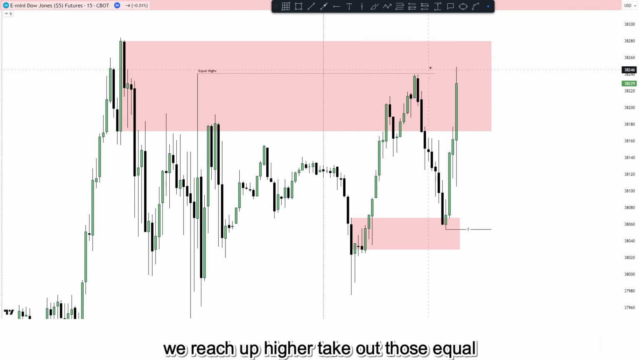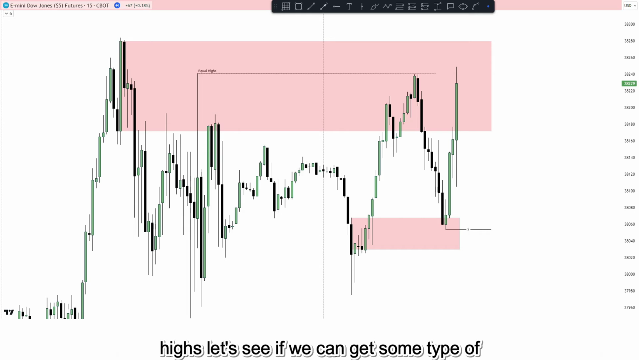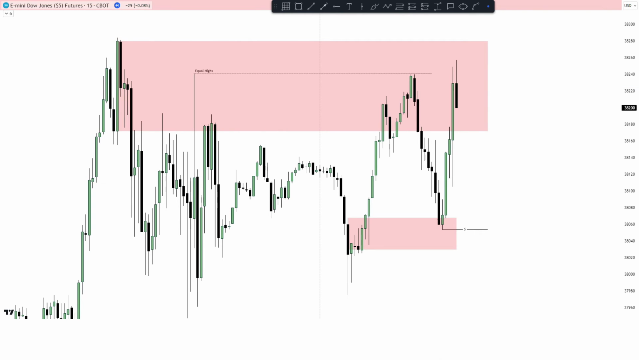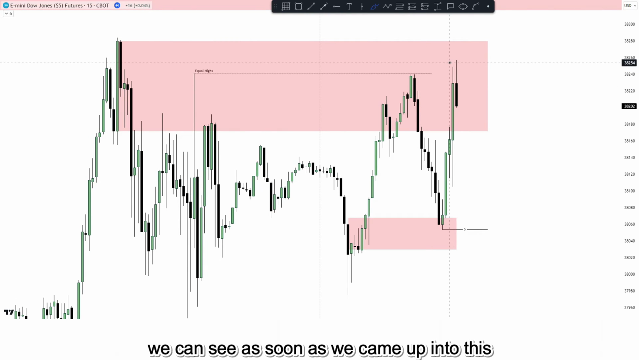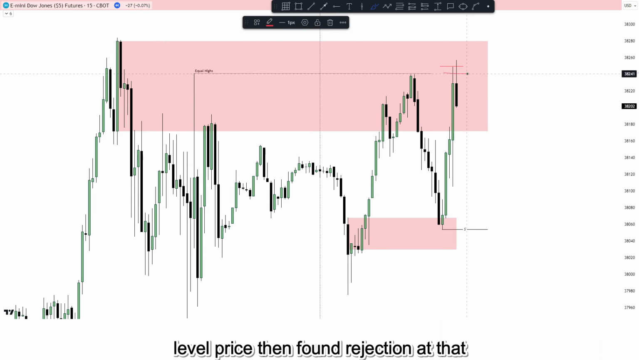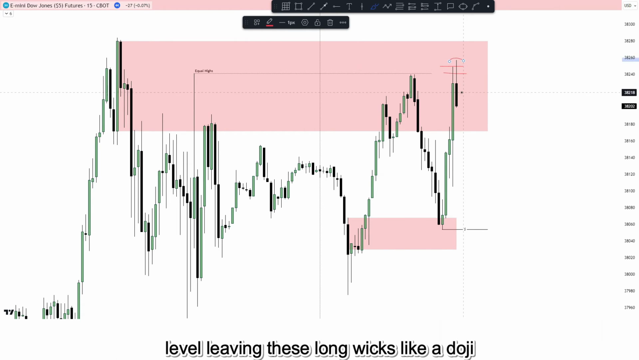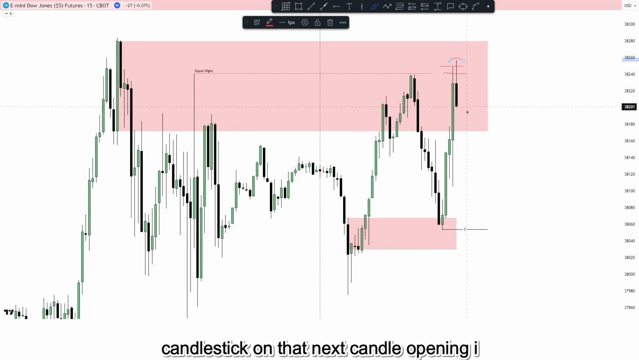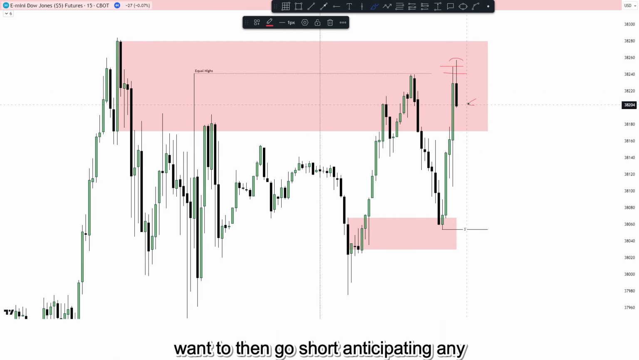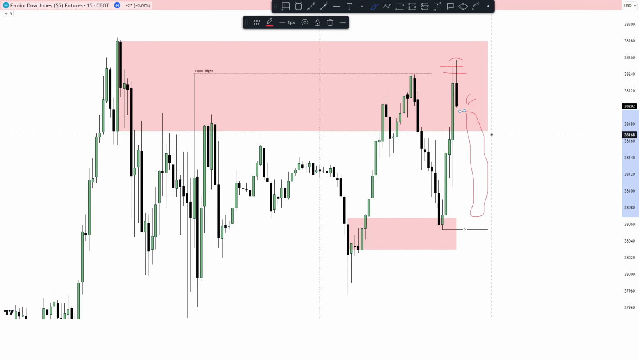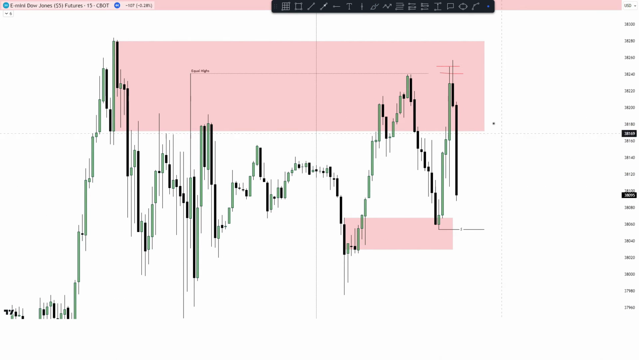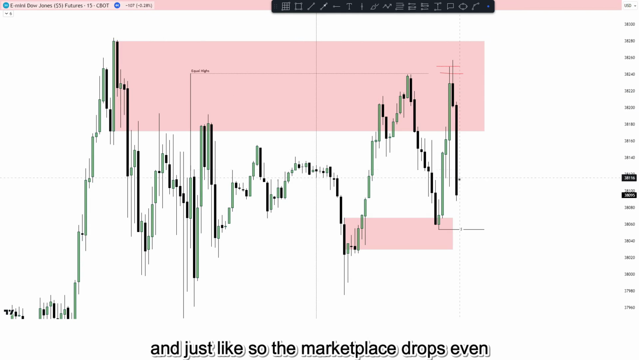We reach up higher, take out those equal highs. Let's see if we can get some type of bearish engulfing. We can see as soon as we came up into this level, price then found rejection at that level, leaving these long wicks like a doji candlestick. On that next candle opening, I want to then go short, anticipating an expansion to the downside. And just like so, the marketplace drops even lower.